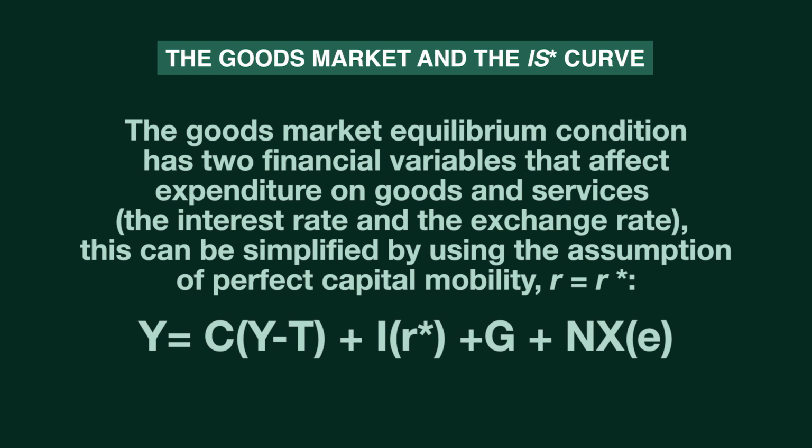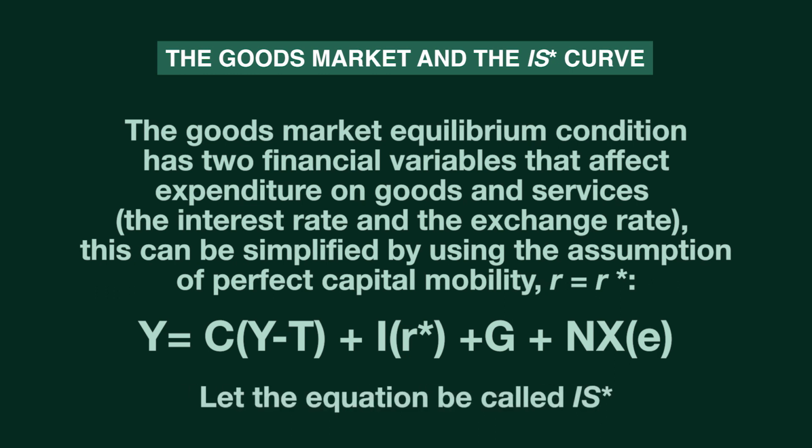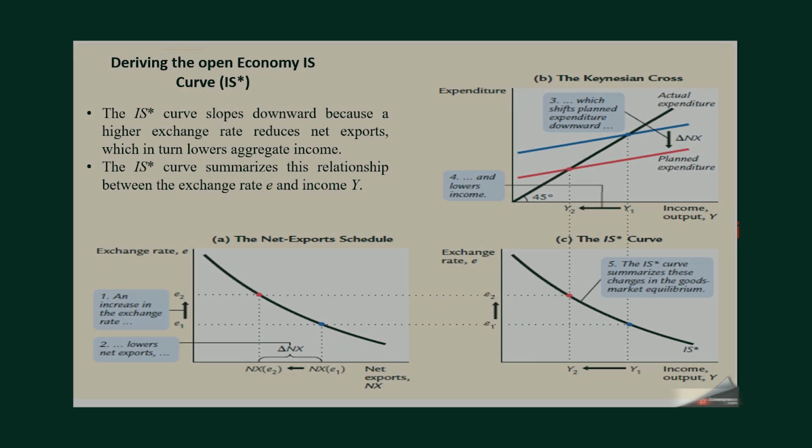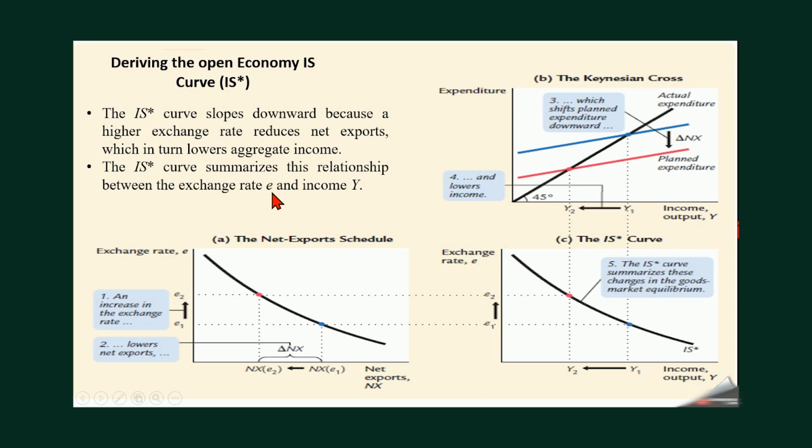Y = C(Y − T) + I(r*) + G + NX(e). This equation will now be called the IS* because we are including the foreign market as well. Now we will be deriving the IS* curve in this case. Look at figure A.